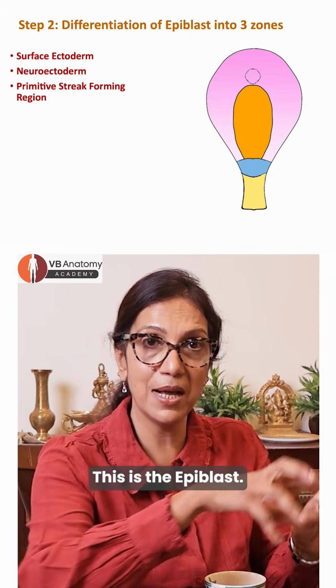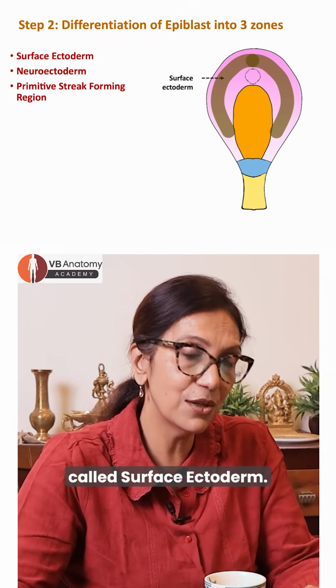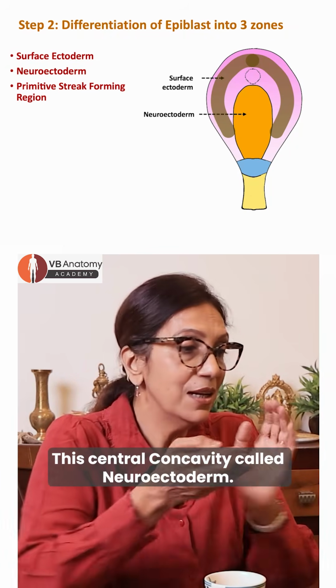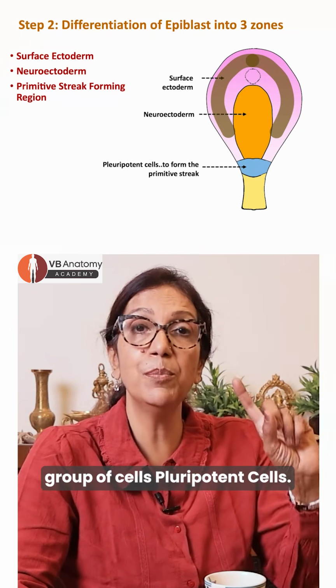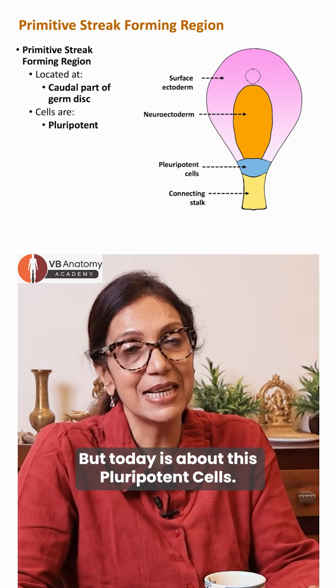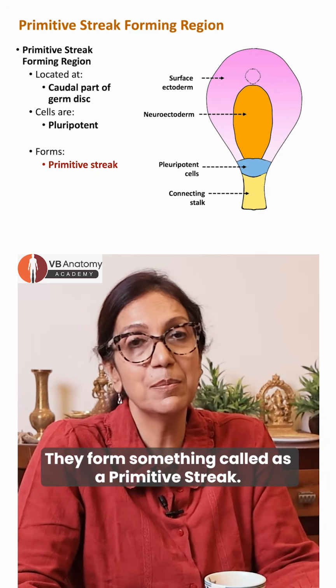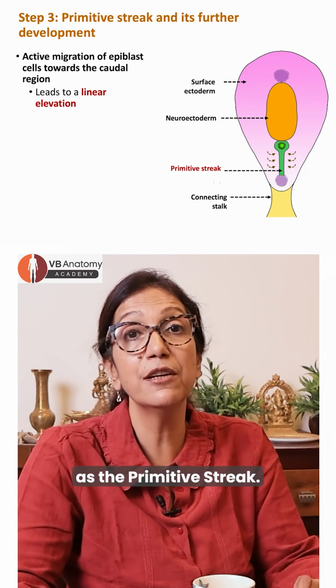This is the epiblast. The epiblast gets divided into 3 zones called surface ectoderm, this central concavity called neuroectoderm, and this caudal group of cells, pluripotent cells. But today is about these pluripotent cells. They form something called a primitive streak. This linear elevation is called the primitive streak.